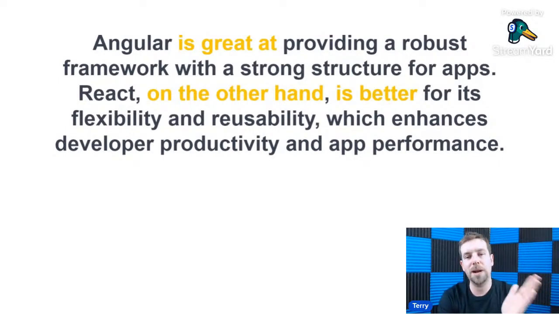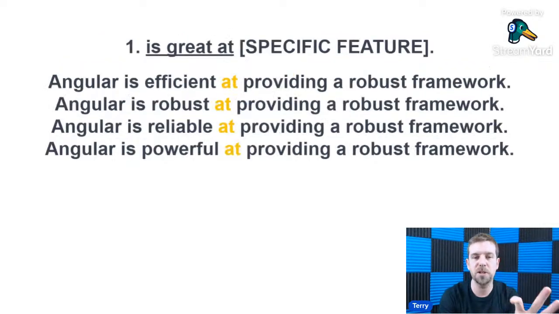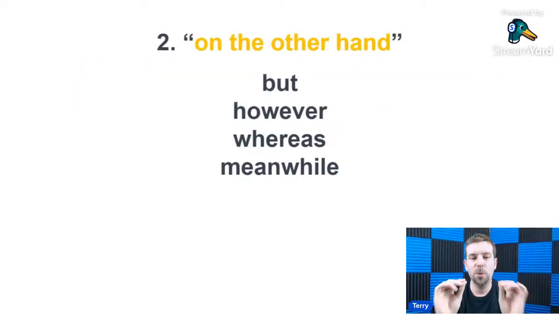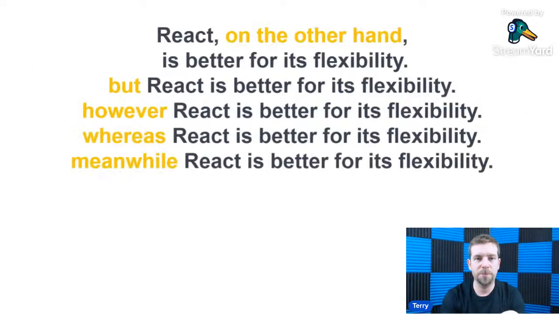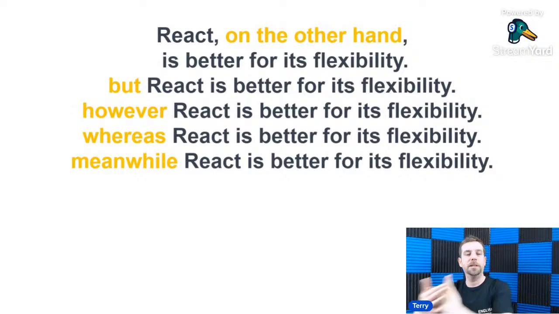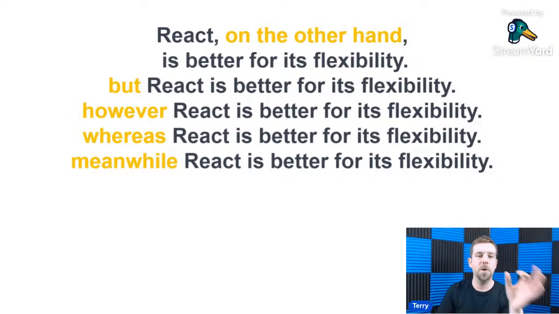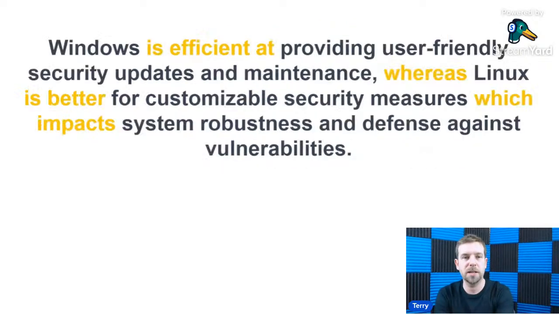React, on the other hand, okay, so if we want to see different options for this: but, however, whereas, meanwhile, all extremely similar. They're not very, very different, right? Angular is great at providing. React, on the other hand, is better for its flexibility. So if we change "on the other hand" to "but," you can see that in this case, you will put "but React is better," "however React is better," "whereas React is better," "meanwhile React is better." They're all really similar options, and you can use any of them really in this case, okay?